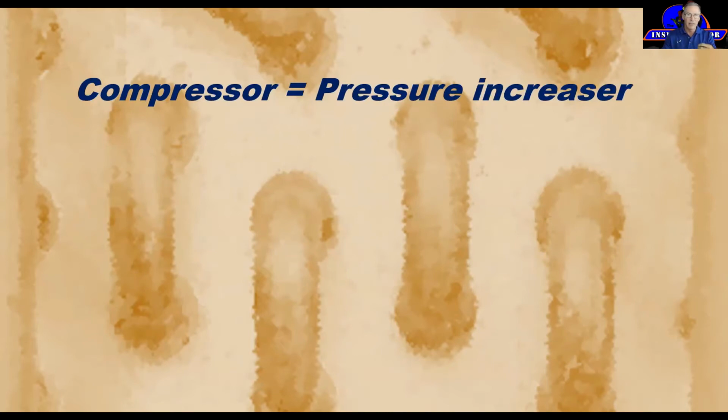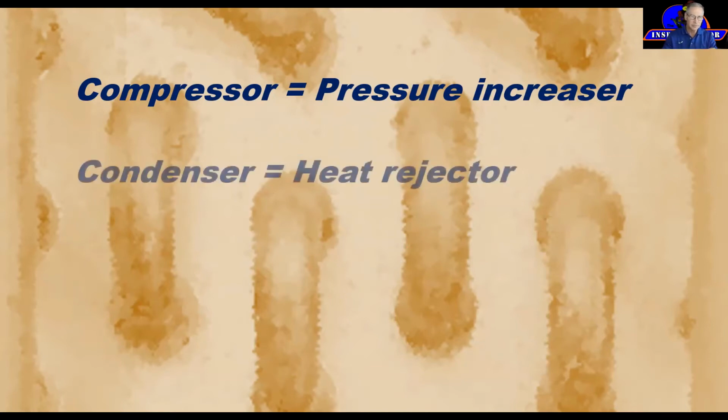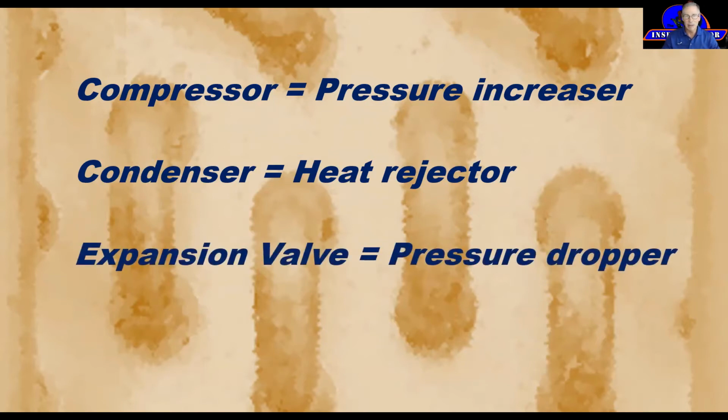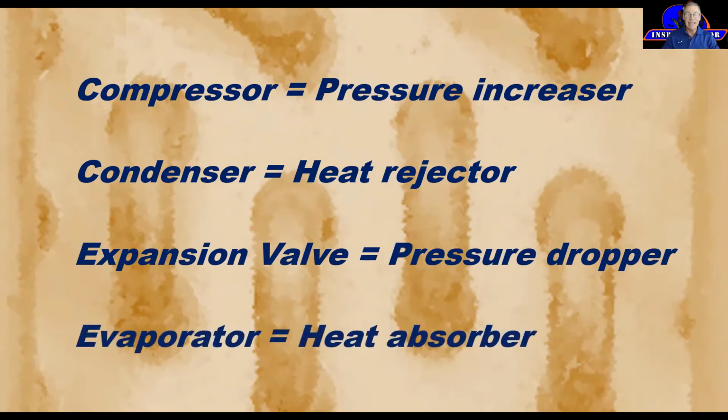Now, to make this a little simpler, we're going to associate each one of those with a different word. The compressor is the pressure increaser. That's very simple, it makes sense to you, right? The condenser is the heat rejector. As we go through the schematic, we'll go through the entire refrigeration process and it'll make sense. But in the meantime, memorize this. The expansion valve is the pressure dropper, the pressure reducer. And finally, the evaporator is the heat absorber. Got it? 4 simple things: compressor, pressure increaser; condenser, heat rejector; expansion valve, pressure dropper; and evaporator, heat absorber.